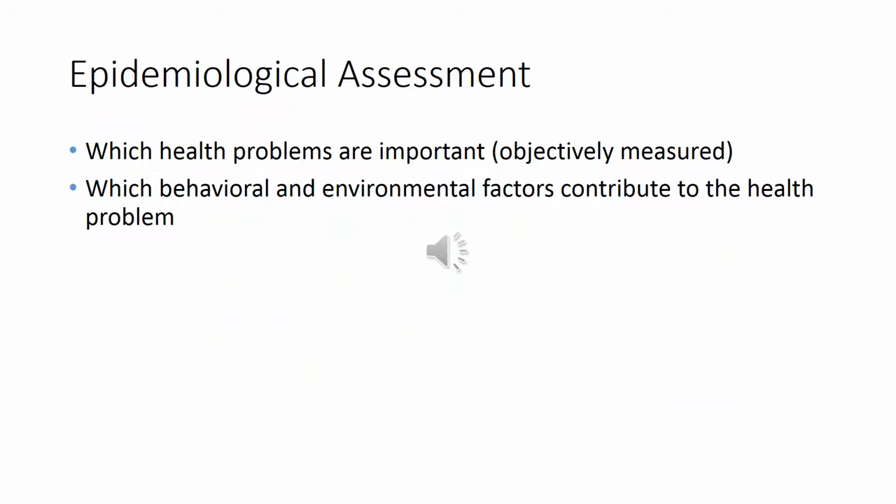When we're working in public health, one of the things that we will do is an epidemiological assessment. Remember, that's one of the three functions of public health, is to assess the situation. So this will help us know which health problems are important, objectively measured. Now, sometimes, as you'll learn in other classes, subjective measurement is also important. We need to know how people feel. But objectively measured, we can figure out which health problems are important, and we can figure out which behavioral and environmental factors contribute to those health problems.